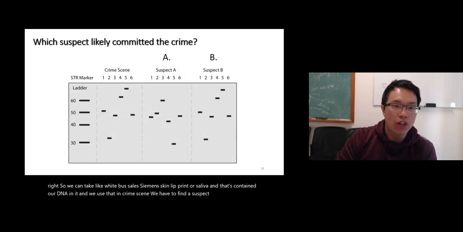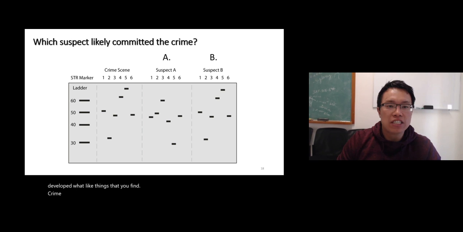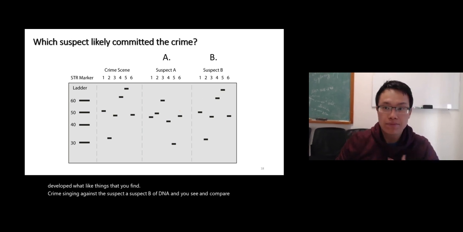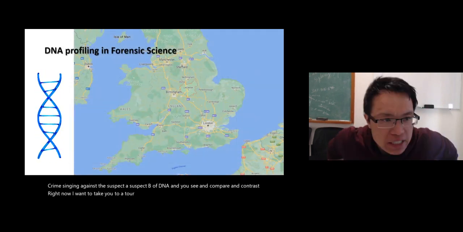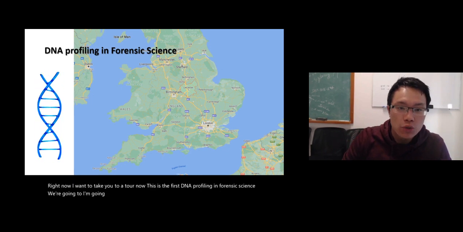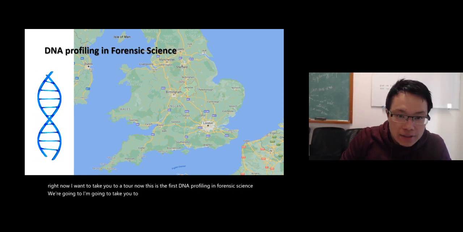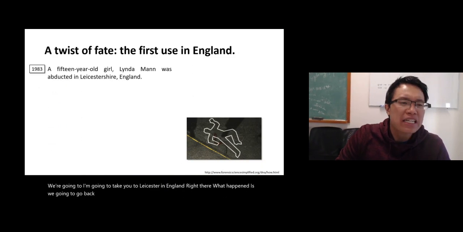We take what is found at the crime scene and compare it against the DNA of suspect A and suspect B, and compare and contrast. All right, now I'm going to take you on a tour. This is the first DNA profiling in forensic science. I'm going to take you to Leicester in England. We're going to go back in time to 1983.